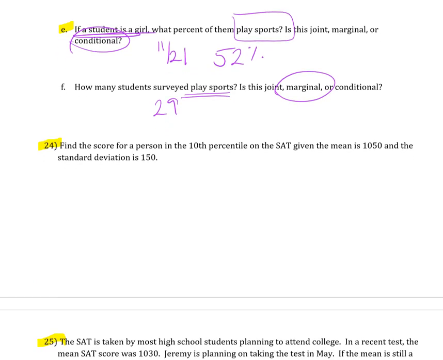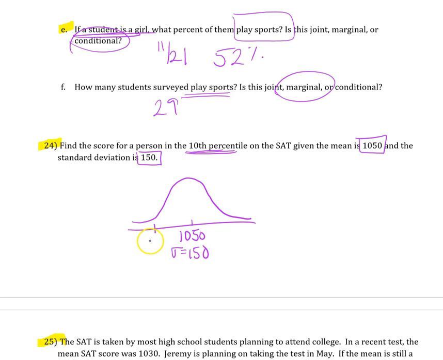All right, and now we're getting into something a little different here. Find the score for a person in the 10th percentile on the SAT, given the mean is a 1050 and the standard deviation is 150. So you have this normal distribution. The center of it is a 1050 and the standard deviation is 150, and you're at the 10th percentile, which isn't that great, to be honest. So if you're at the 10th percentile, you're kind of low down here. I want to know what this data value would be in order to be at the 10th percentile, which means you scored better than or equal to 10% of people that took that same test.